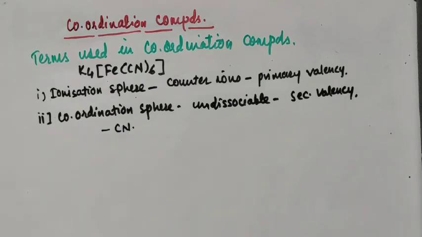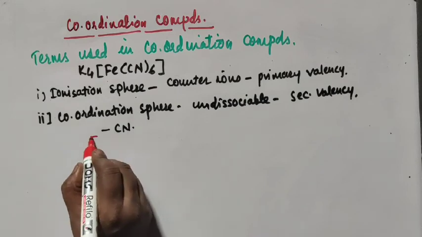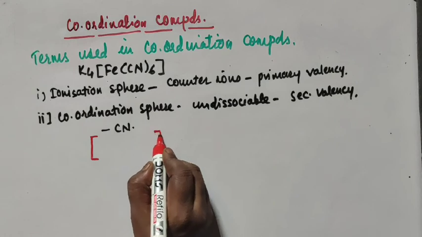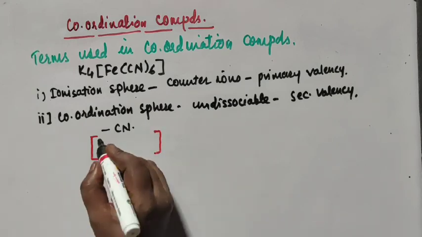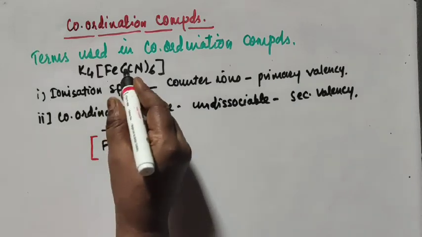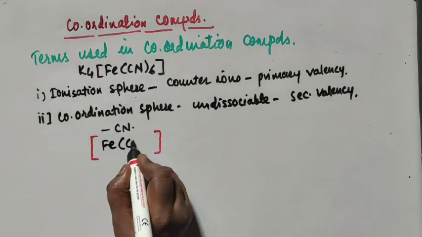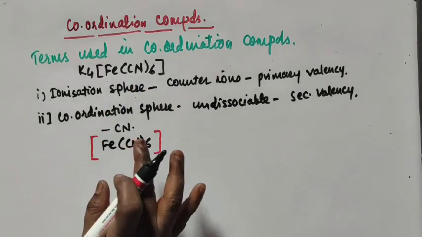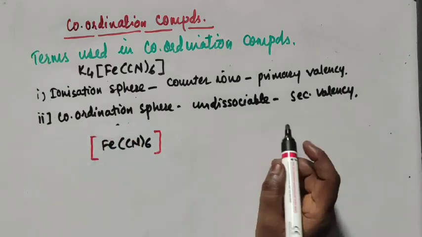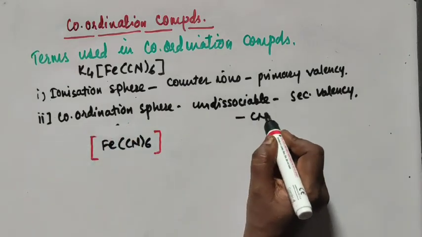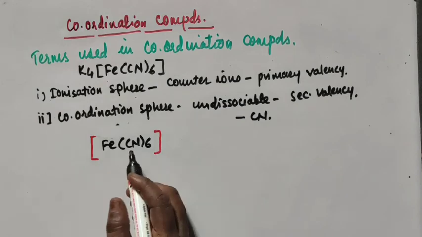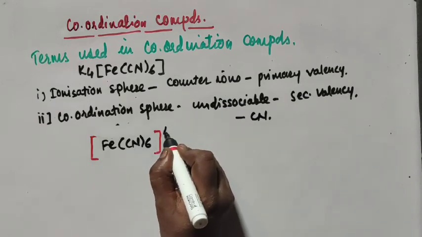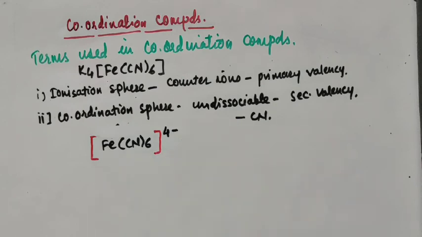So we'll see now the coordination sphere. The coordination sphere is actually shown by a square bracket, and in the coordination sphere, for the above example, it is [Fe(CN)6] coordination entities. I'll write here, they show [Fe(CN)6], while the net charge is 4 minus.